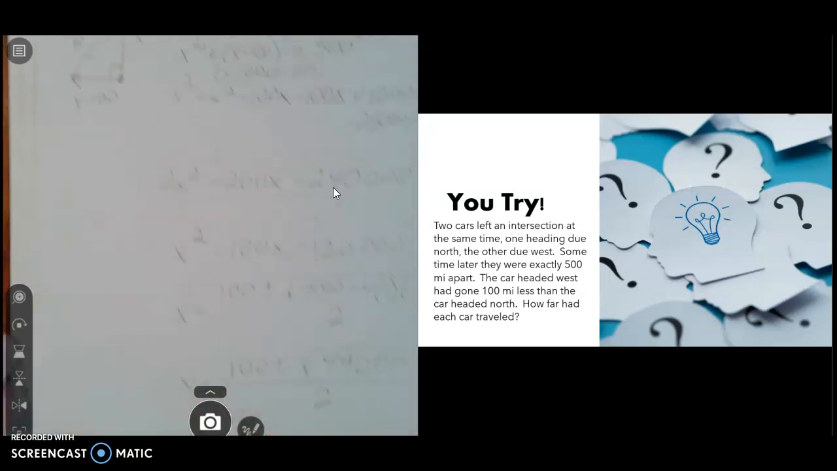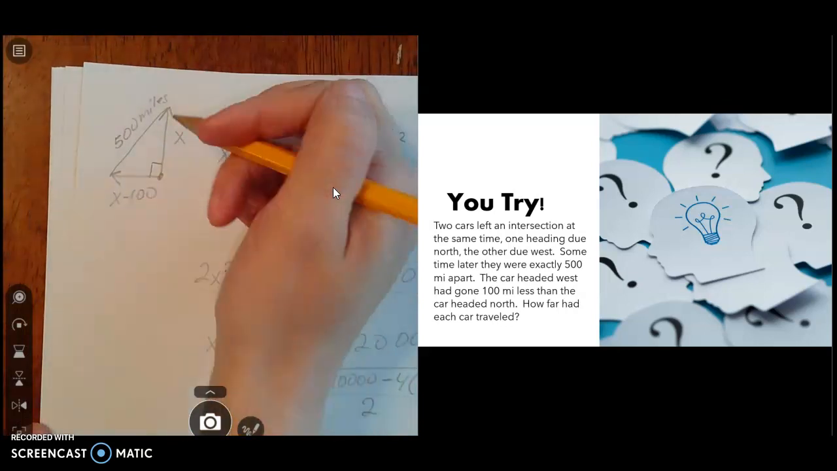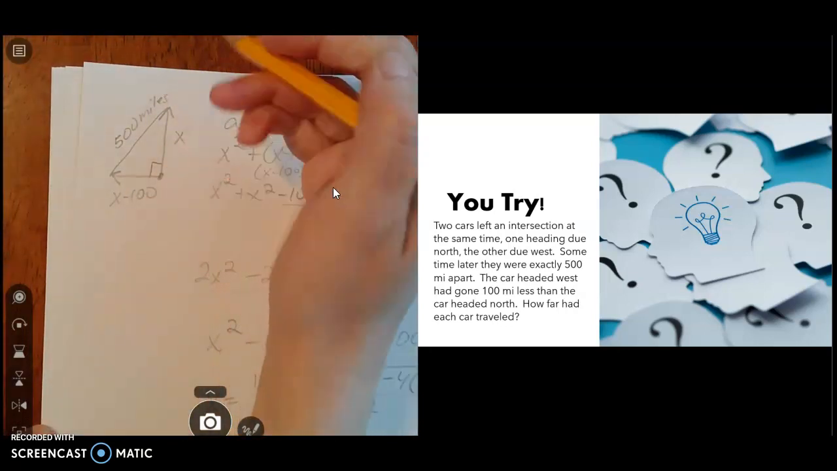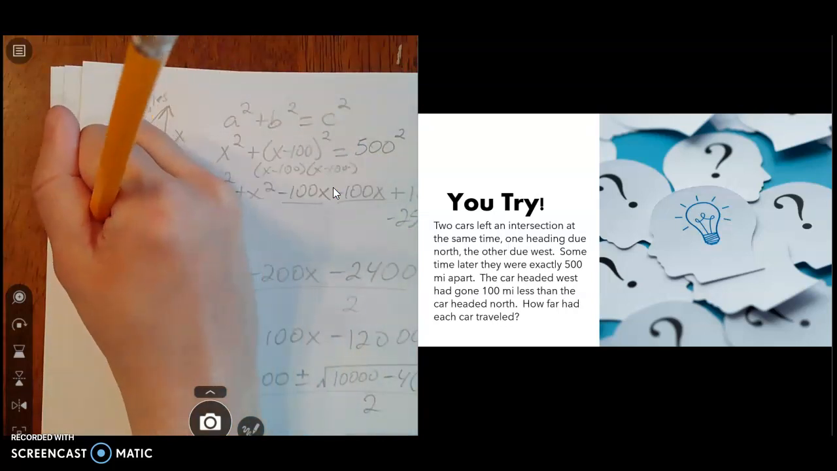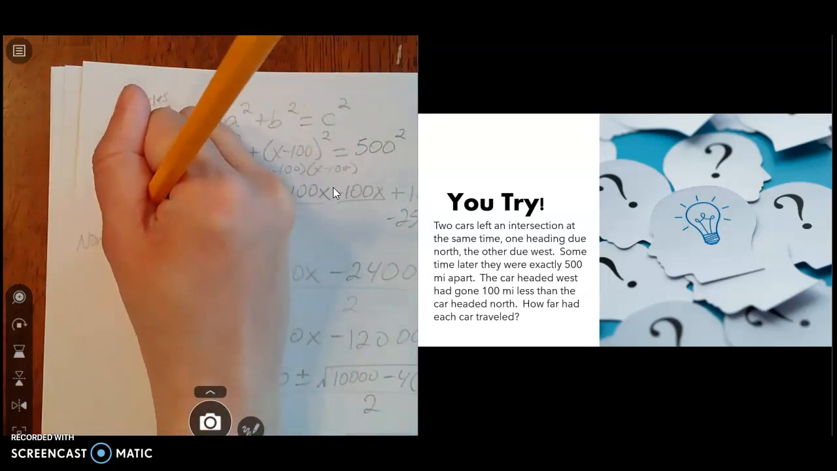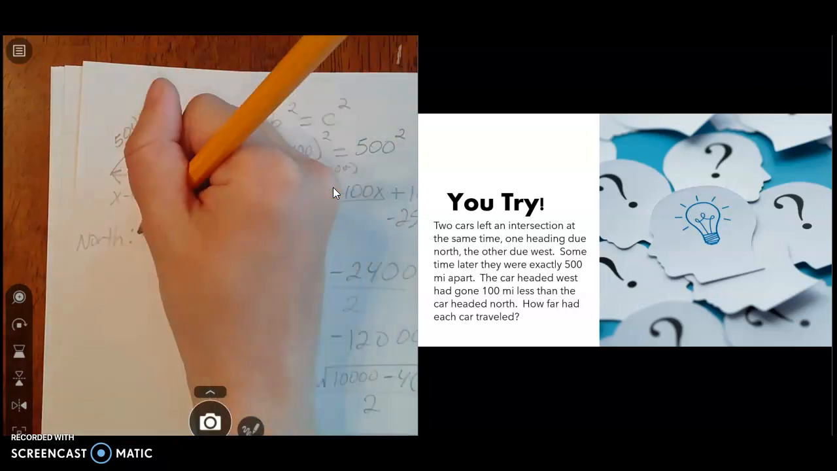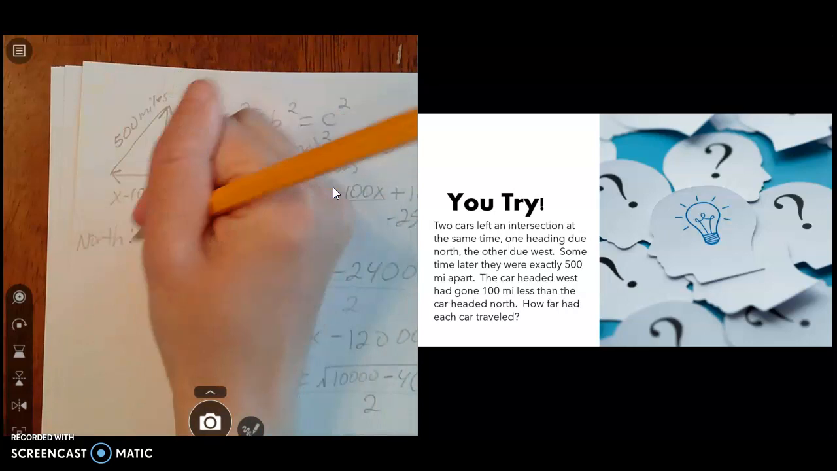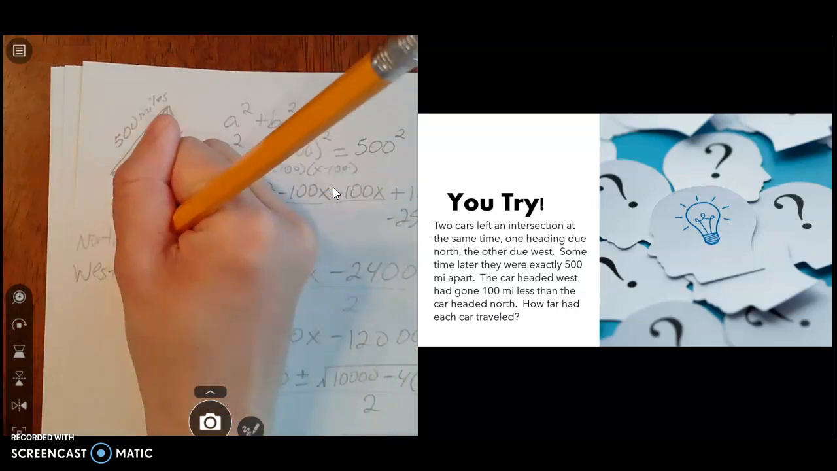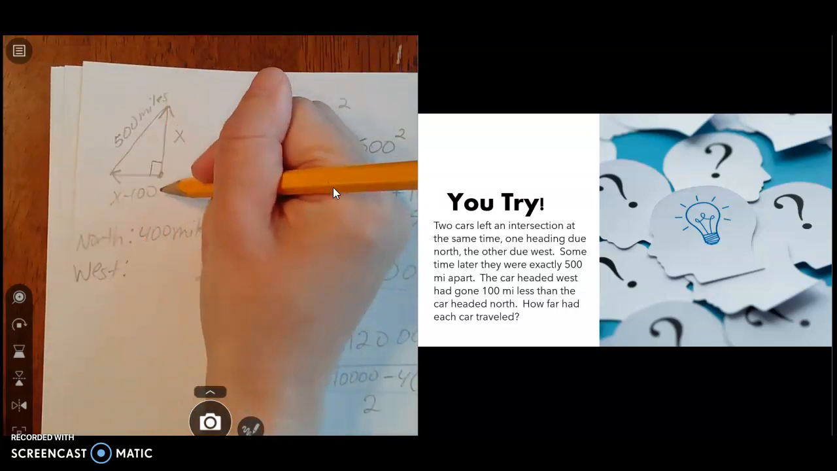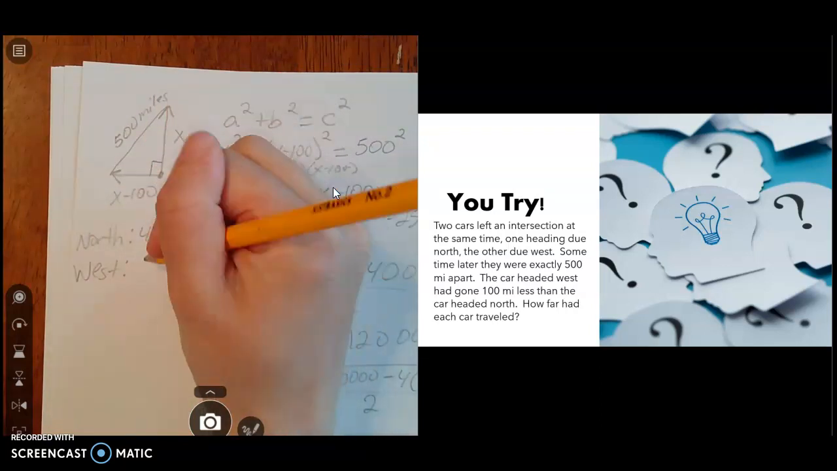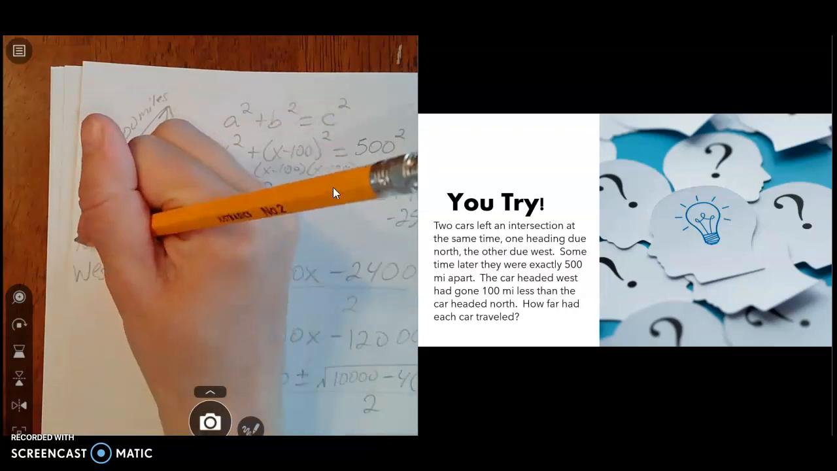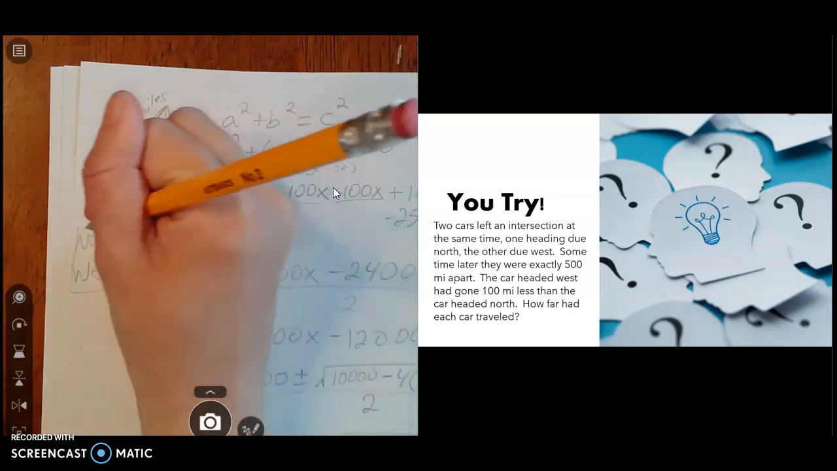So now that we know that x is 400, I like going back to the picture. My x was the distance that the car that was going north traveled. So that northward going car went 400 miles. The west car, the one that was headed west, did 100 fewer miles, so 400 minus 100 would be 300 miles. Okay, and that's how far each car traveled.